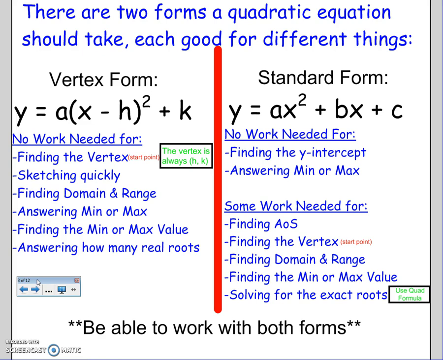Standard form can find the y-intercept easily, and it can answer min or max. But you have to show work to find the vertex, which then you need axis of symmetry. But once you have the vertex, then you can do domain and range, then you can do min or max value. But this has the benefit of solving for the real roots via quadratic formula. That's the main benefit standard form has. That and technically the y-intercept as well. But everything else, vertex form is better for. So you have to be able to work with both forms.